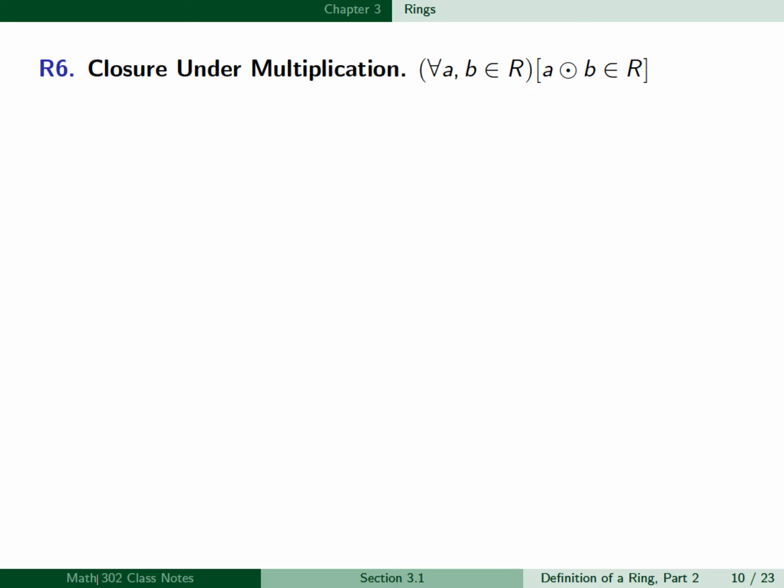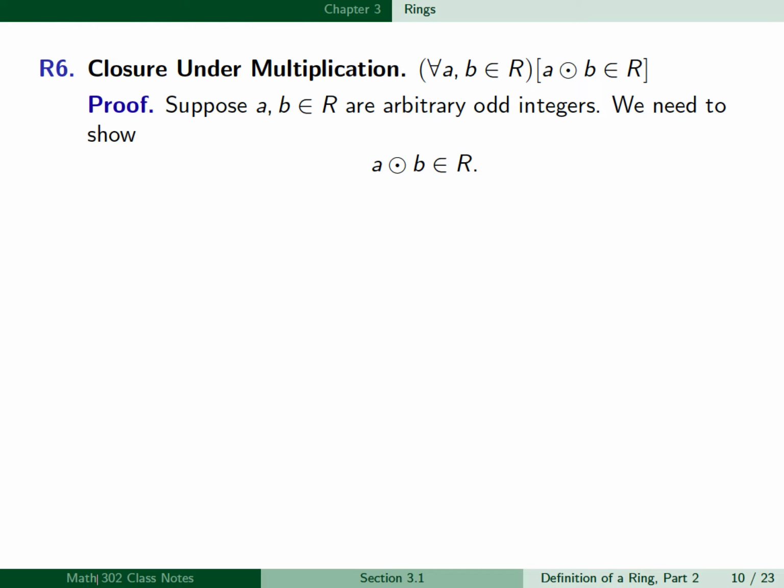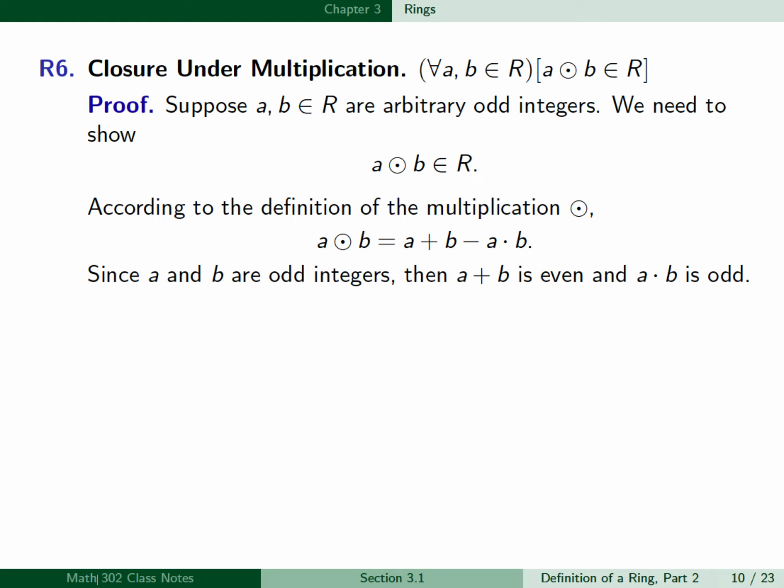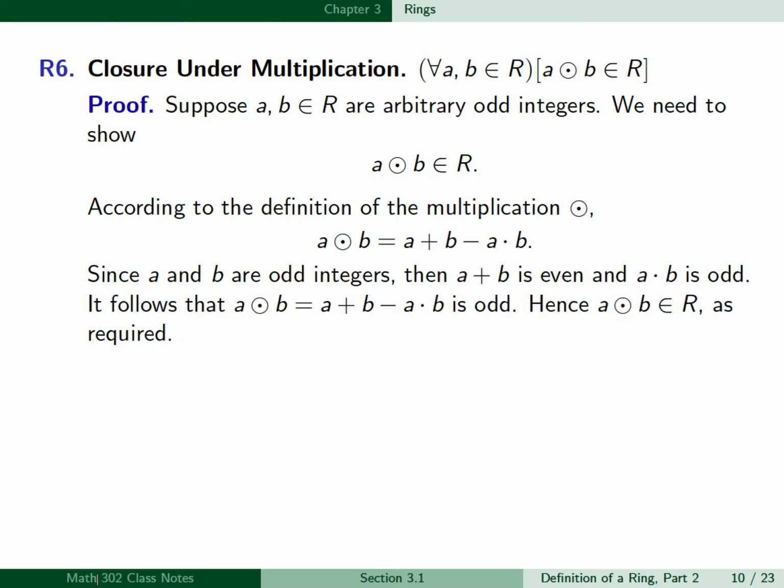So next we'll look at R6, closure under multiplication. So this is for all a, b in R, a circle dot b is in R. So we'll suppose that a, b in R are arbitrary odd integers, and we need to show that a circle dot b is in R. And according to the definition of the multiplication, a circle dot b is a plus b minus a times b. And since a and b are odd integers, then a plus b is even, and a times b is odd. It follows that a circle dot b, which is a plus b minus a times b, will be an even minus an odd, which is going to be odd. And hence a circle dot b is in R as required.